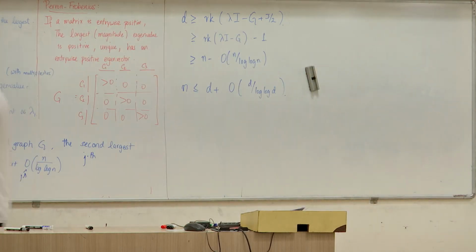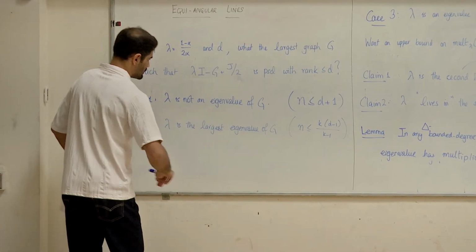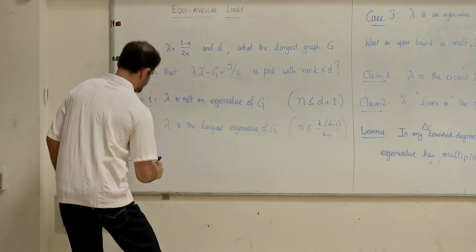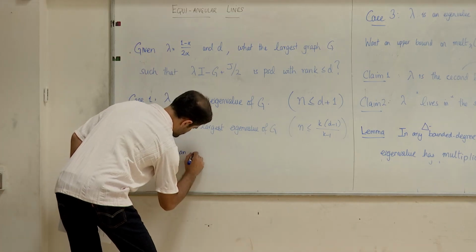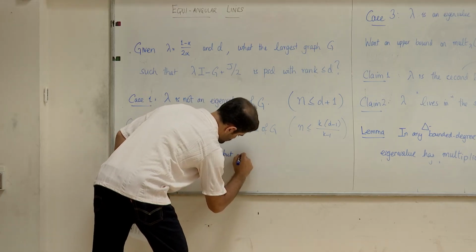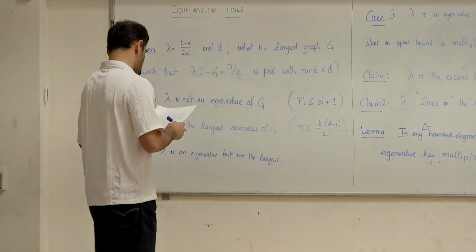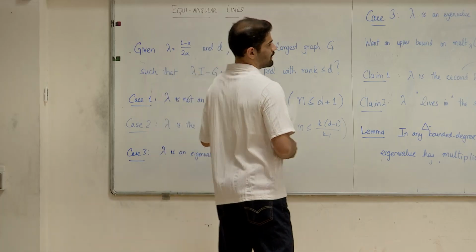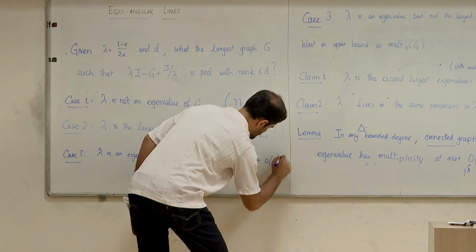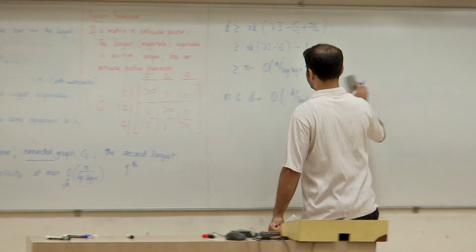Okay, so this is case 3. And here I get n is less than or equal to d plus. Let me just write little o of d. Okay, so let us combine them and let us write our theorem.